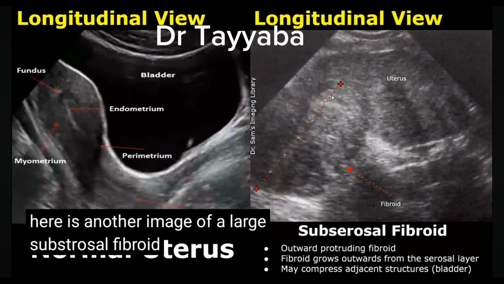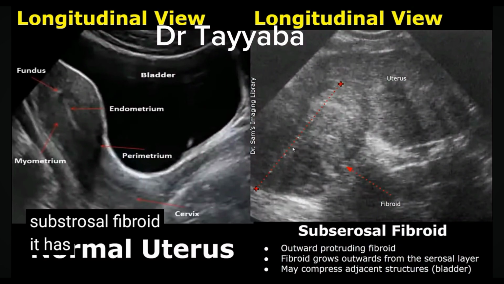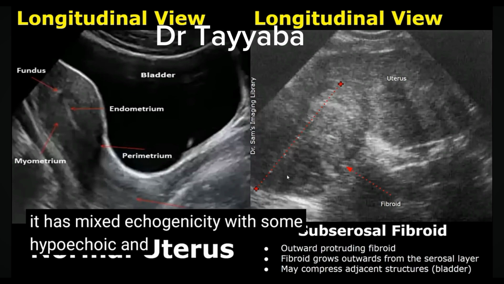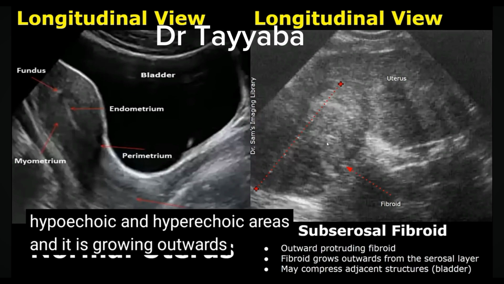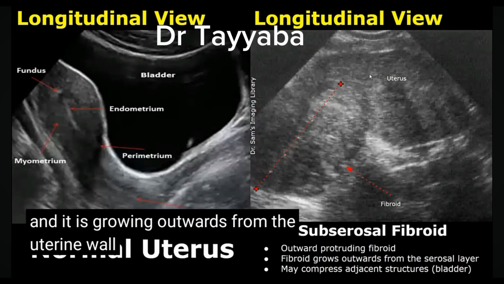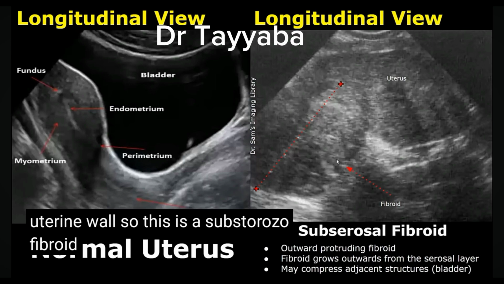Here is another image of a large subserosal fibroid. It has mixed echogenicity with some hypoechoic and hyperechoic areas, and it is growing outward from the uterine wall. So this is a subserosal fibroid.